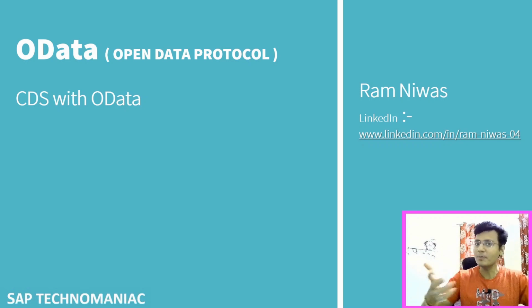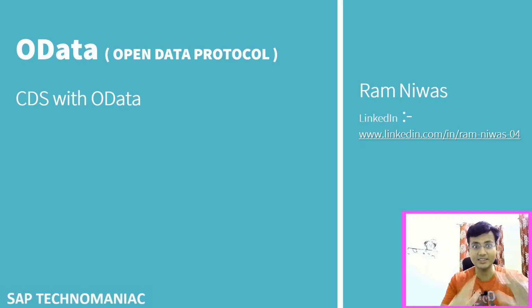I have another playlist which is entirely dedicated to CDS, where I have taught end-to-end CDS: what is CDS, what all are the things we can do using CDS, associations, DCL of the CDS, table functions, and those all things I have explained in the CDS series. Now we want to combine the CDS with OData. We have already created one CDS. On top of the CDS, I want to create the OData service.